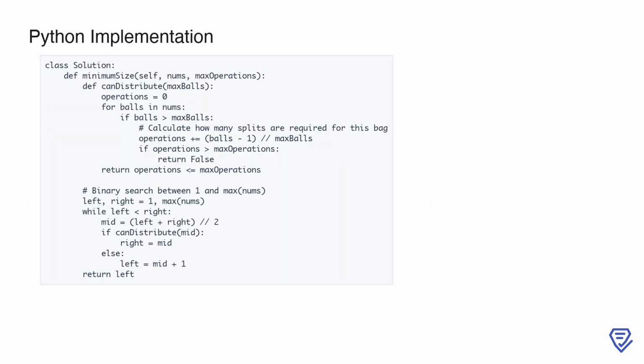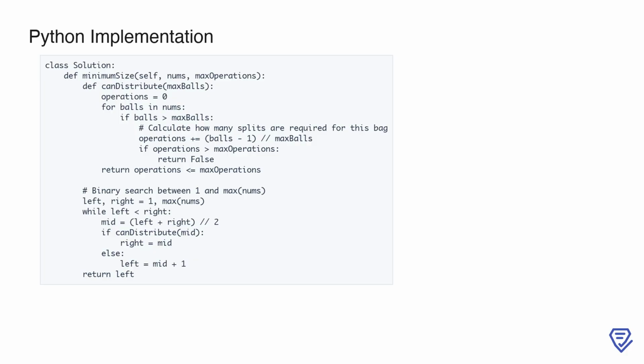This Python implementation solves LeetCode problem 1760, minimum limit of balls in a bag, using a binary search approach. The goal is to minimize the largest number of balls in any bag after a specified number of operations. The minimum size function takes two inputs, nums, a list where each element represents the number of balls in a bag, and max operations, the maximum number of operations allowed.